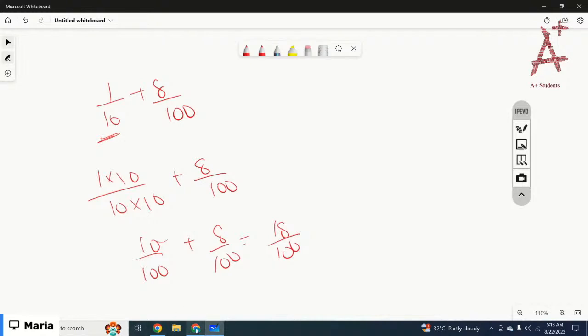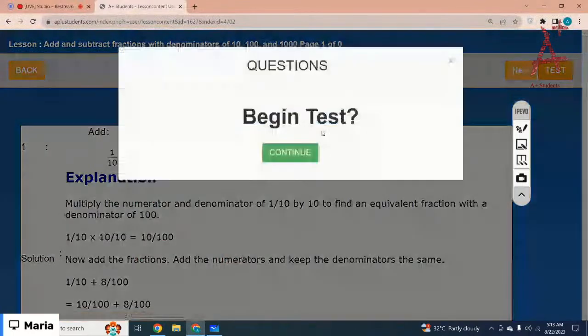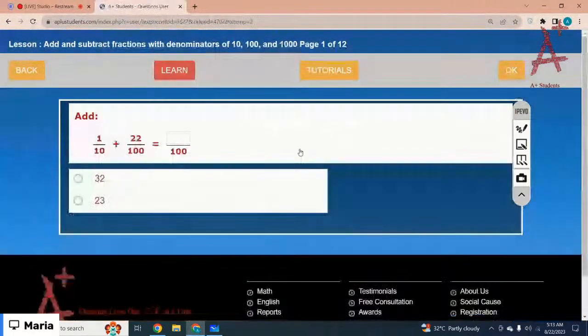Let's just start with the practice questions. 1 over 10 plus 22 over 100, which is the correct option? 22 or 23?